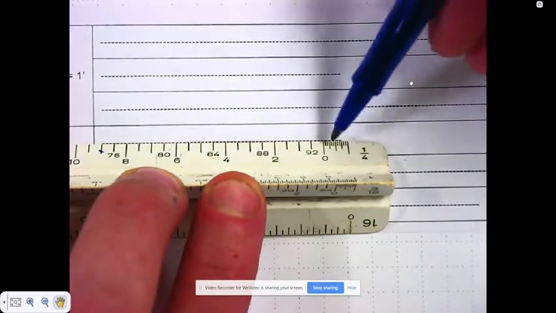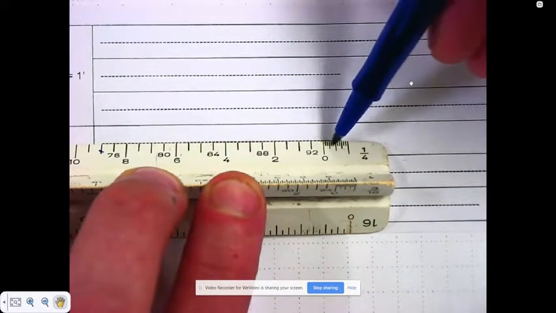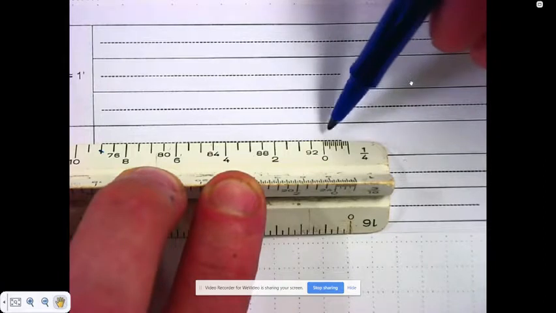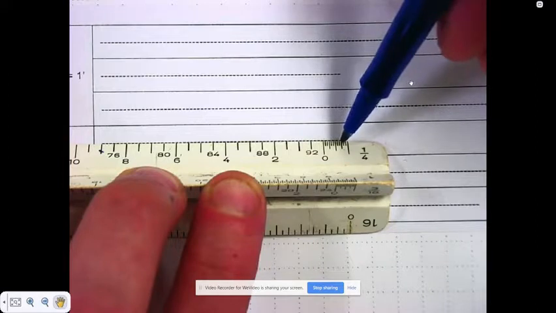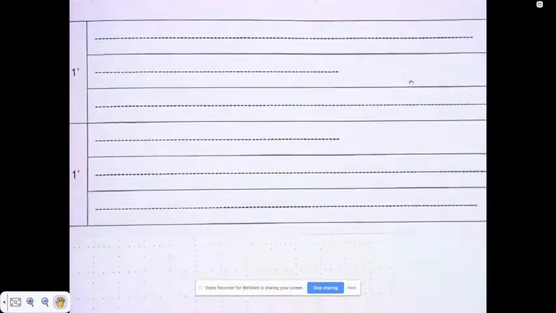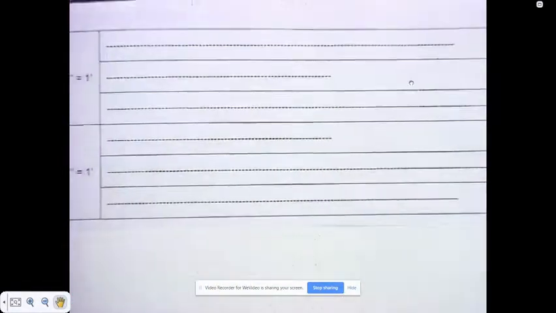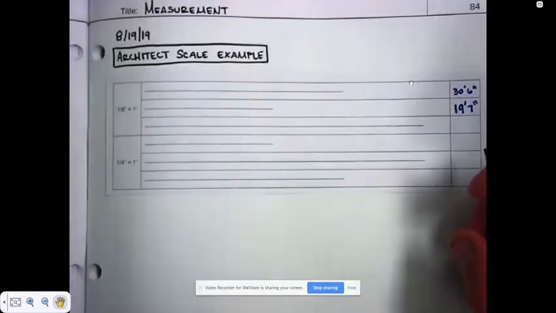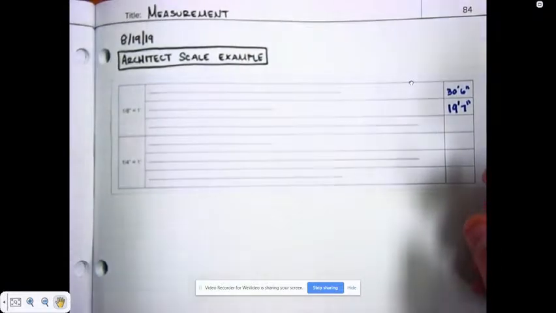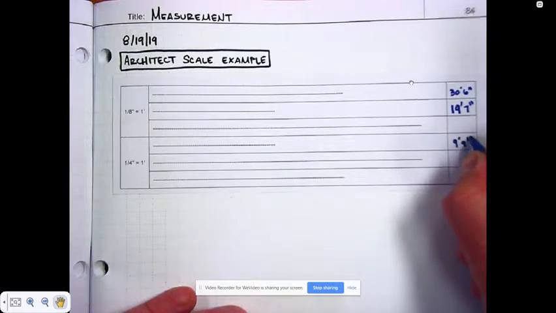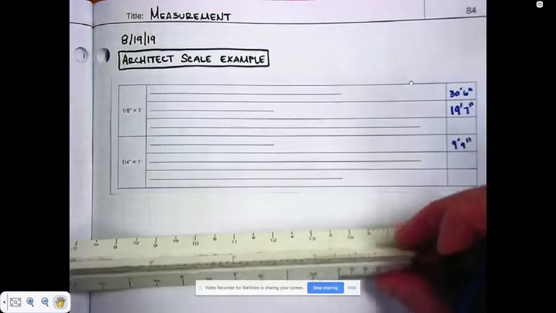On the 1/4 inch scale, you can see that there are 1, 2, 3, 4, 5, 6, 7, 8, 9, 10, 11, 12 lines. Each line represents 1 inch. I'm at 9 feet. It looks like 9 inches. 3, 6, 9. So 9 feet, 9 inches would be my answer for that scale reading. I'll go ahead and write that one in. 9 feet, 9 inches. We'll do one more together on the 1/4 inch scale.